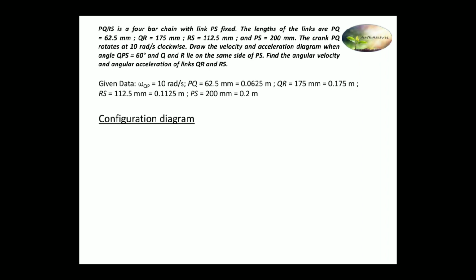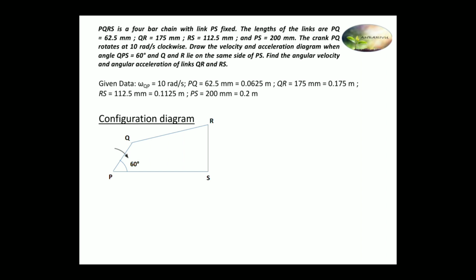First, draw the configuration diagram. Draw a straight line for the 200 mm PS. From P, draw a straight line at 60 degrees. Then PQ equal to 62.5: cut here 62.5 and mark it as Q. Then from Q, draw an arc of 175 mm. Then from S, draw an arc of 112.5 mm. You will get the arc point.